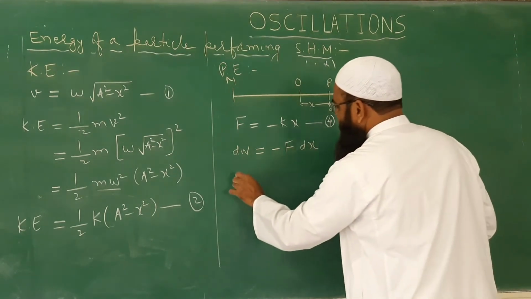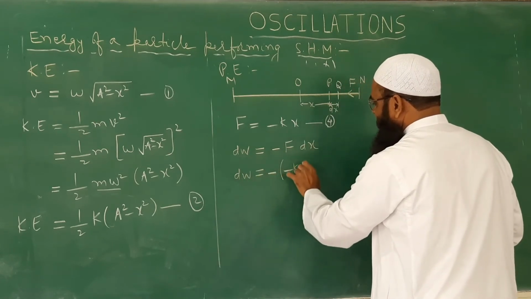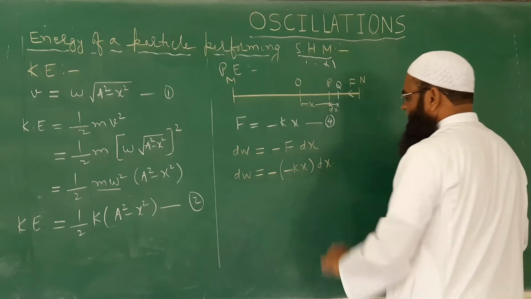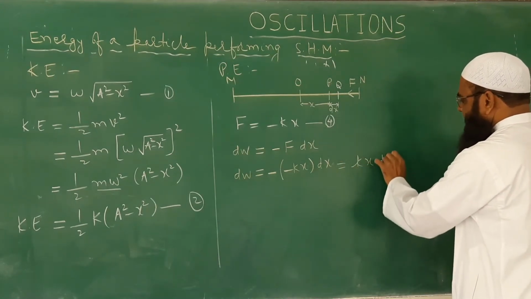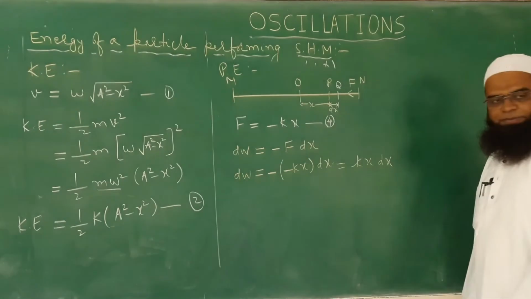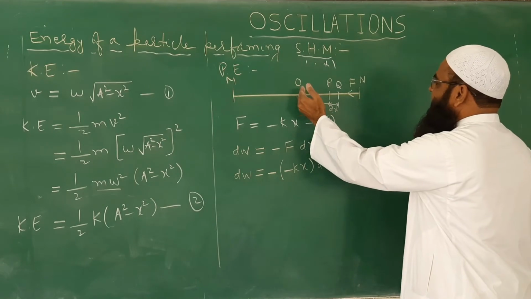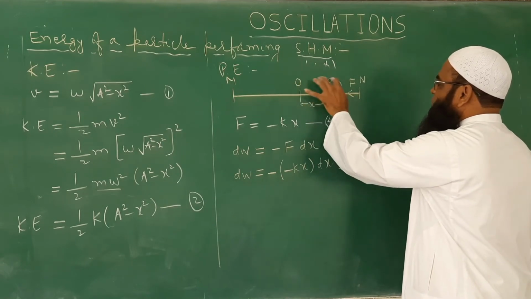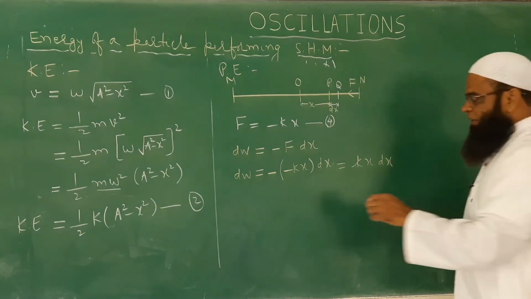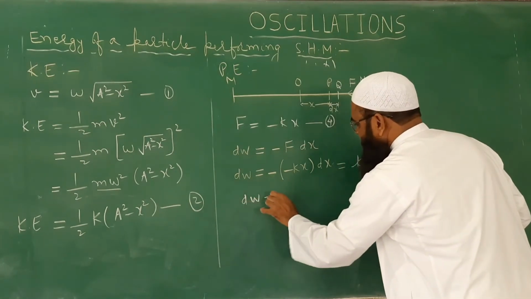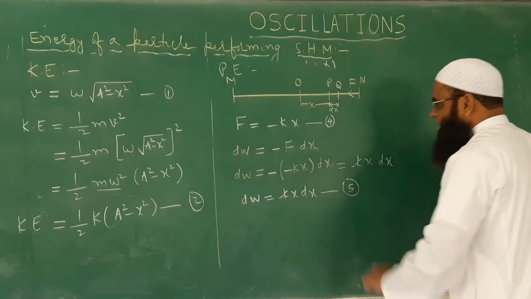So as we know, force is minus kx, dW is equal to minus into minus kx dx. So this will become kx dx, minus minus will become plus. If you want to find how much work is done in displacing a particle from O to P, for that purpose we will have to integrate this equation. For example, dW is equal to kx dx. I will give you equation number 5.